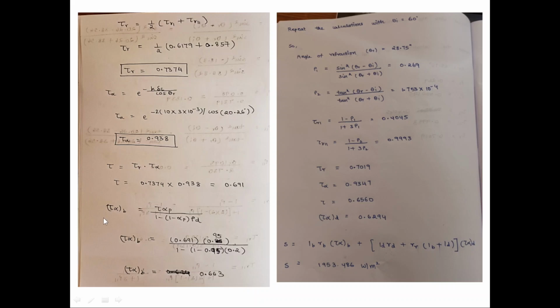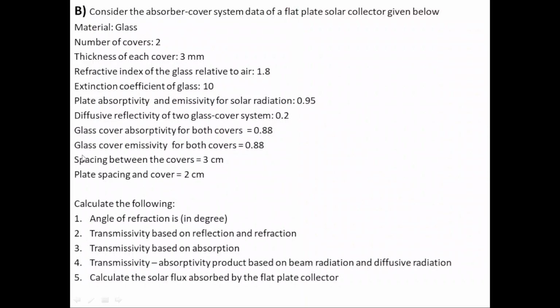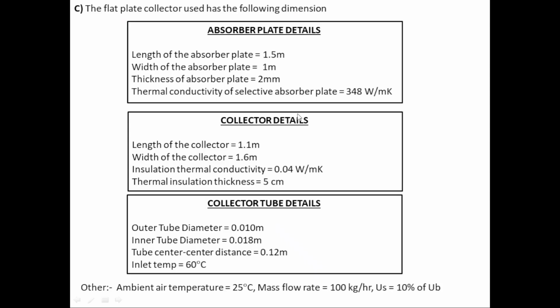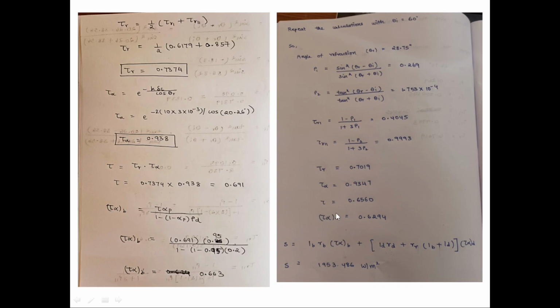After which we used the same formula for calculating the transmissivity absorptivity product based on diffusive radiation, that is tau alpha d equals tau divided by 1 minus alpha p into rho d. Alpha p is the absorptivity of the plate, and this data is given in the question. Plate absorptivity and emissivity for solar radiation is 0.95. So that is substituted here, and then your tau alpha d value will come around 0.6294.